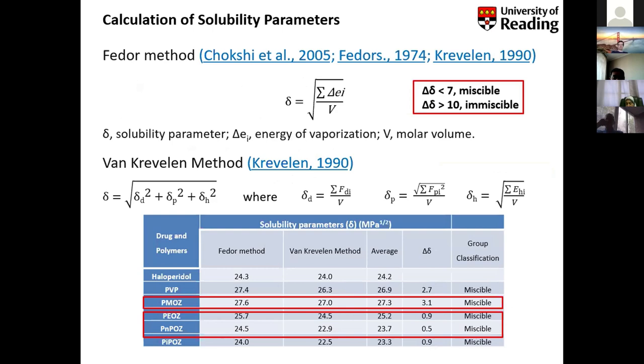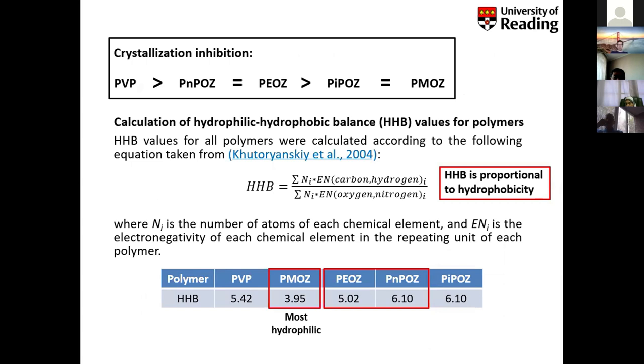So according to the HHB value, PMOS is the most hydrophilic polymer, and PEOS and PN poles are more hydrophobic than PMOS, which means that compared to the amorphous haloperidol molecules in the salt dispersion with PMOS, there were more nonpolar haloperidol molecules molecularly dispersed in the hydrophobic domains of PEOs and PN poles. So this could explain why PEOs and PN poles are better than PMOs at reducing the crystallization.